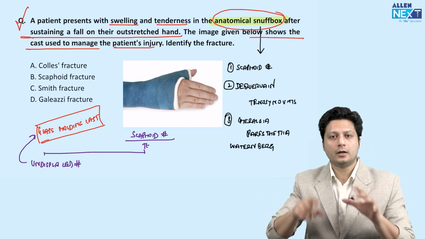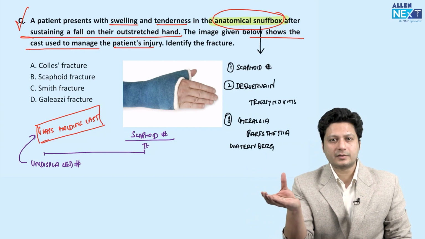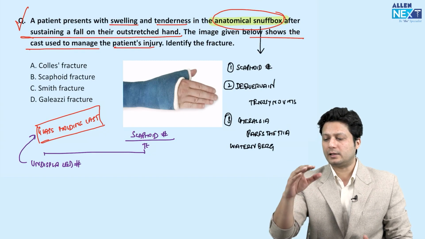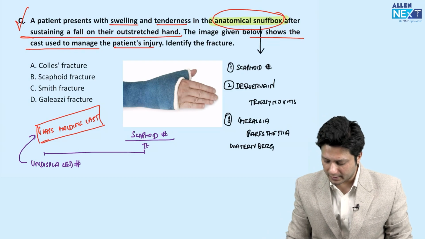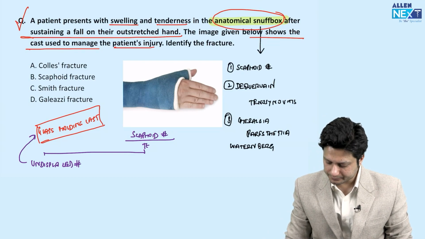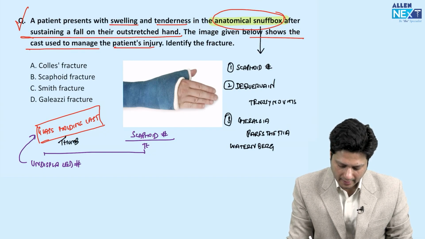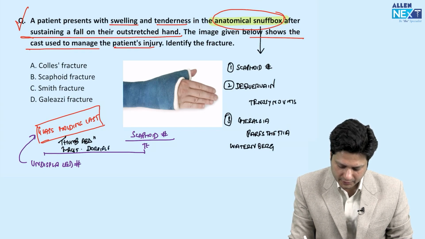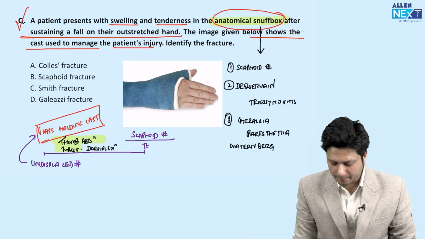So how will you identify this glass holding cast? The thumb is encased in abduction, while the wrist is encased in dorsiflexion. So, the two components of this glass holding cast are that the thumb is immobilized in abduction, while the wrist is immobilized in dorsiflexion, also known as extension. Dorsiflexion or extension, one and the same thing. And this is how you will identify the scaphoid cast.